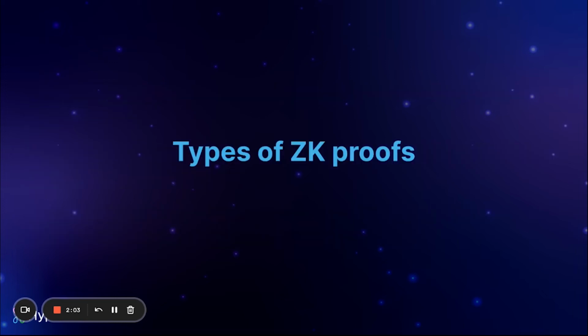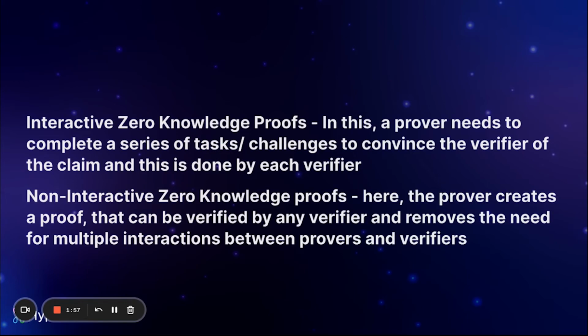There are two main types of ZK proofs, which is the interactive zero knowledge proof and the non-interactive zero knowledge proof. Like the name implies, with the interactive zero knowledge proof, there would be a series of interactions in the form of tasks and challenges between the prover and the verifier each time the claim is to be proved by each verifier. And in the non-interactive zero knowledge proofs, there is no need for multiple interactions because the proof is created in such a way that it can be verified by any verifier.